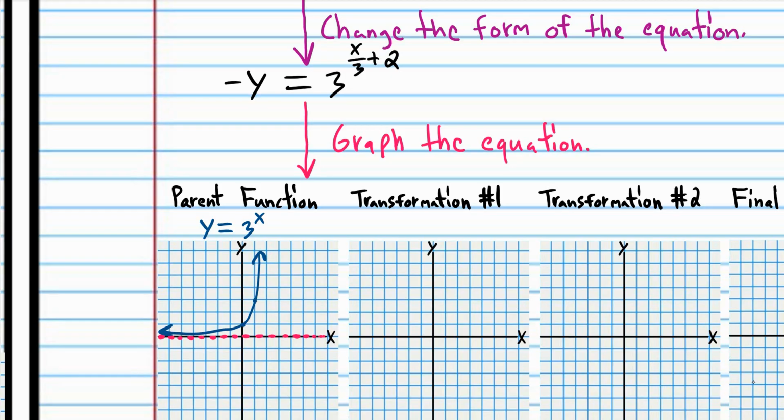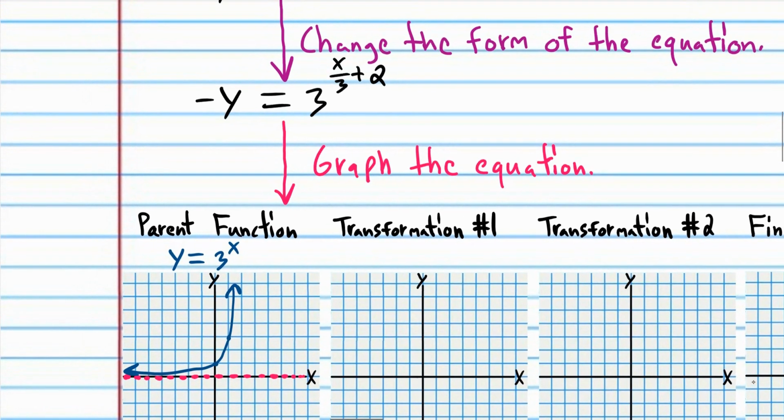So now the big question is, what do we do first? Do we translate, dilate, or reflect? And the answer is we can translate first or we can reflect first, but we cannot dilate first. If you dilate first using the transformation method, then we're going to get the wrong graph if we use the transformation properties the way they're written.